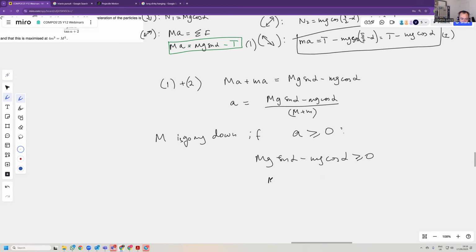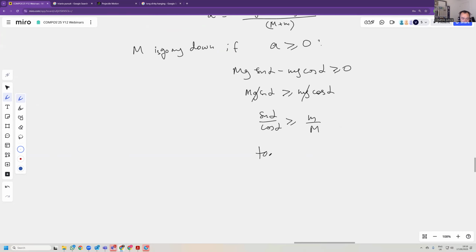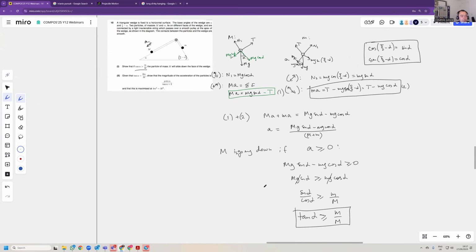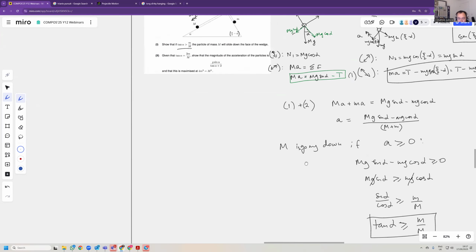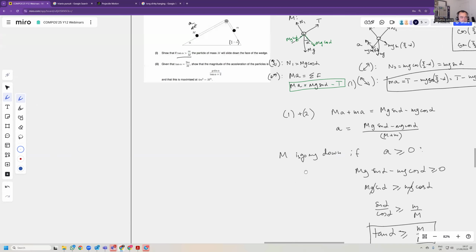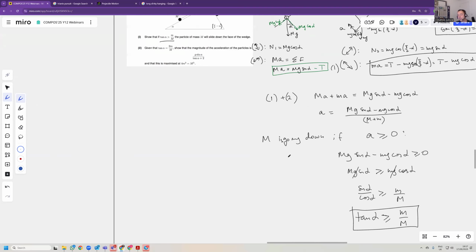So mg sine alpha greater or equal mg cos alpha. g cancels. So sine alpha divided by cos alpha is greater or equal than m over m. So tan alpha must be greater or equal than m over m. And that's the condition for positive acceleration, which we know. The particle will slide down the face of the wedge. Well, if it's equal, they will be stationary.